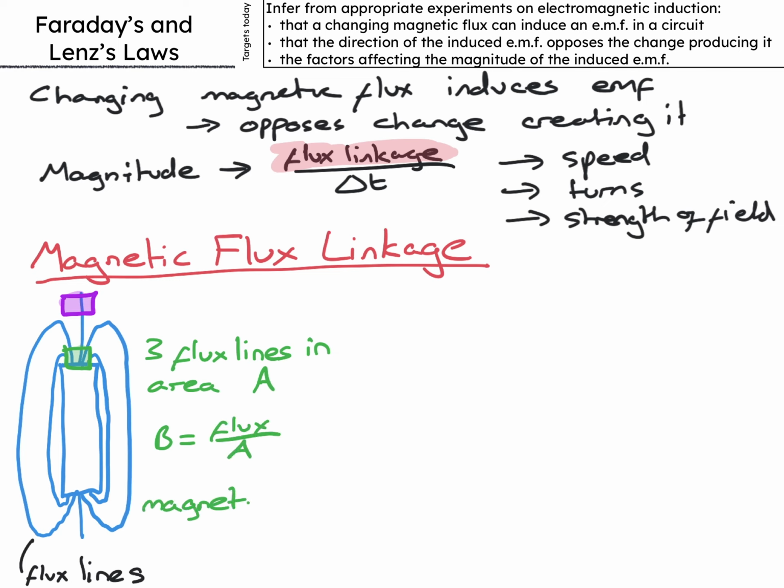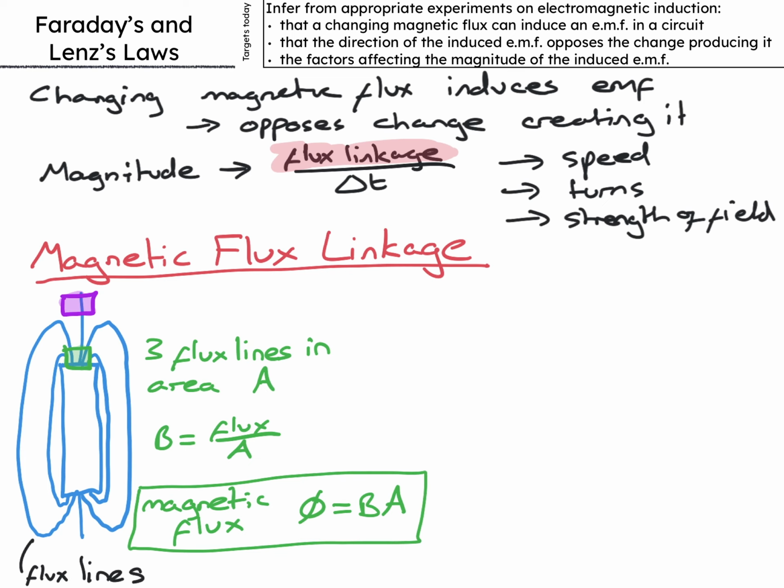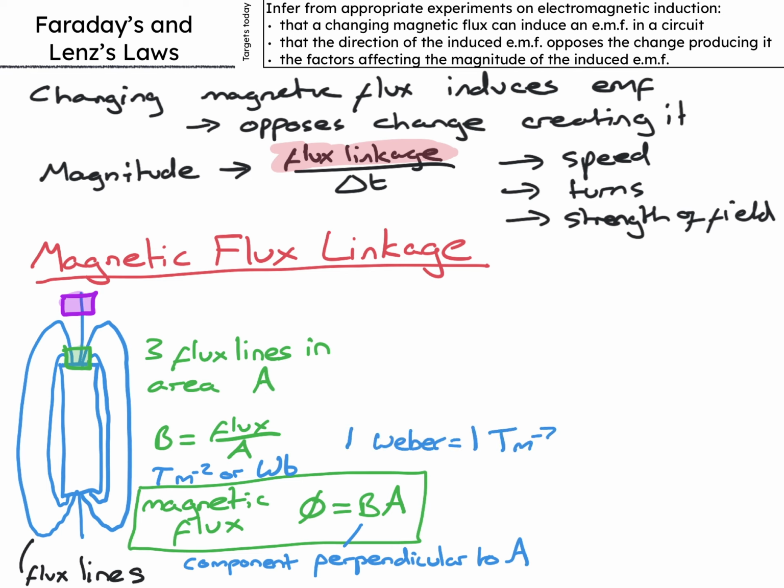And in a slightly weird twist, we're actually going to define magnetic flux, phi, as a product of magnetic flux density and area. More specifically, we should state that B is the component of the magnetic flux density perpendicular to the area A. This means that magnetic flux has units of Tesla per meter squared, or more commonly, Webers, where 1 Weber equals 1 Tesla per meter squared.